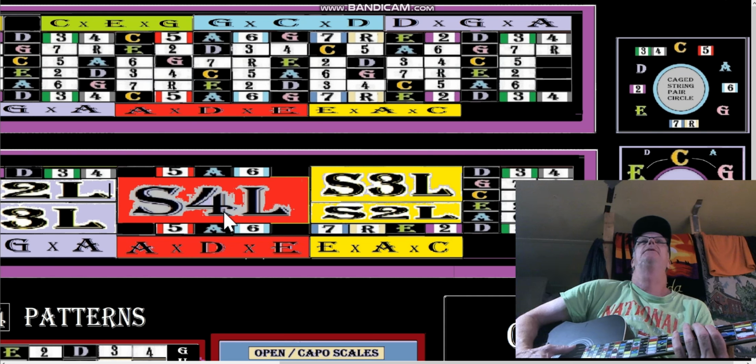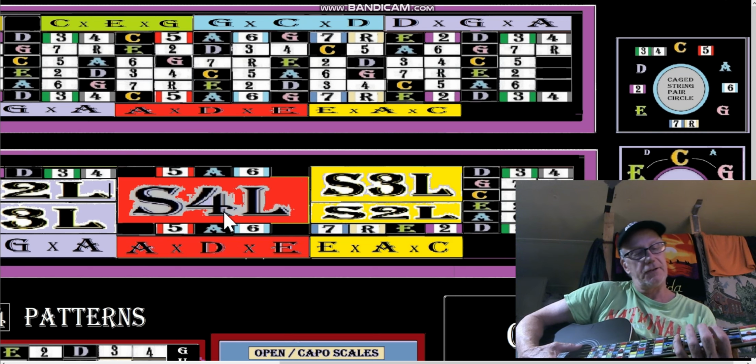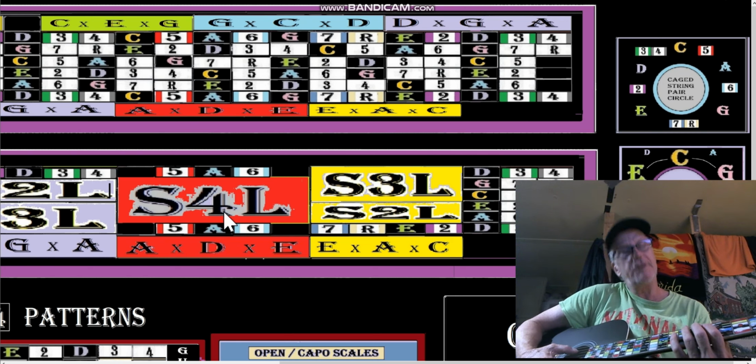That is the pattern. Now it starts on a 5. Something that starts on a 5, what is that going to be? Is that not going to be Mixolydian? It kind of is. So if we started that from the string above it, it would be.